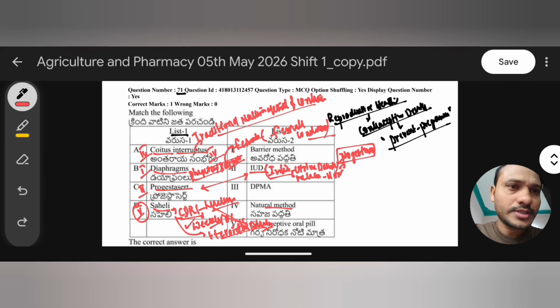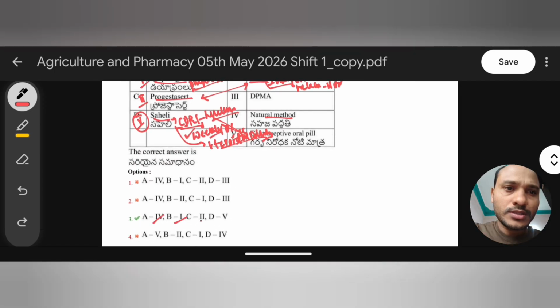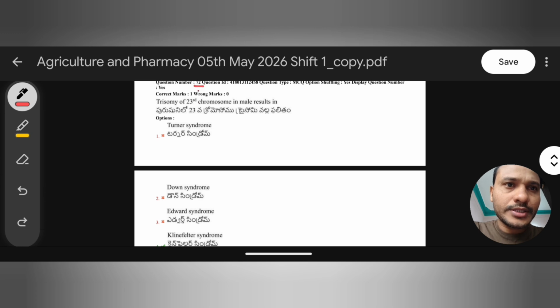So by this statement we have to analyze, and then the right answer is 4125. So the right answer is the third one. Okay, next, question 72. Trisomy of 23rd chromosome in male.